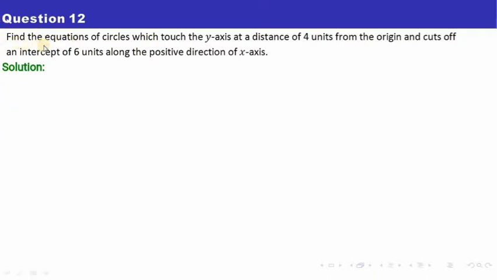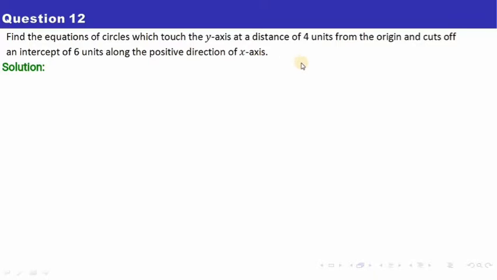Okay, so the question says find the equations of the circle. So that means there are going to be more than one equation of the circle, which touch the y-axis. That means the y-axis is your tangent, and the tangent is at a distance of 4 units from the origin, and cuts off an intercept of 6 units along the positive direction of x-axis.